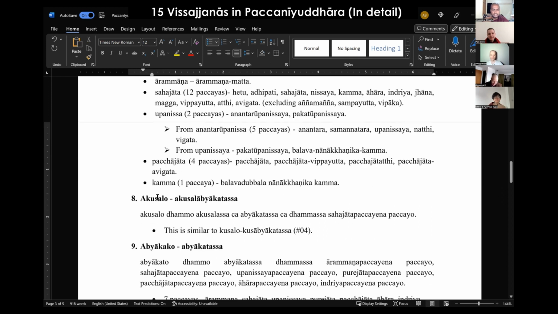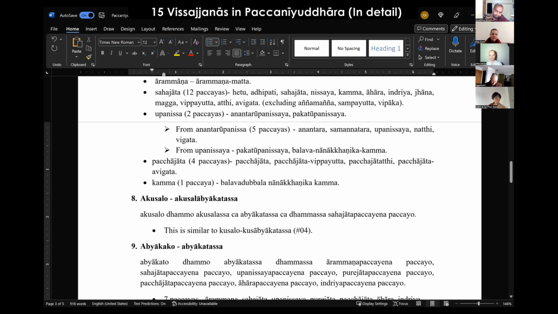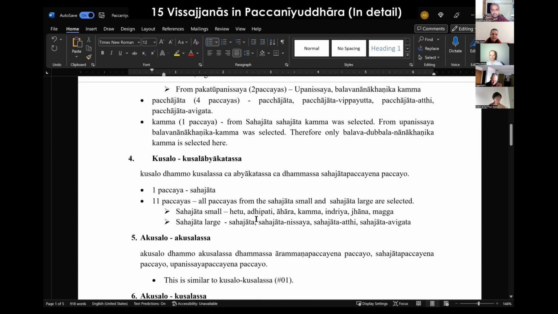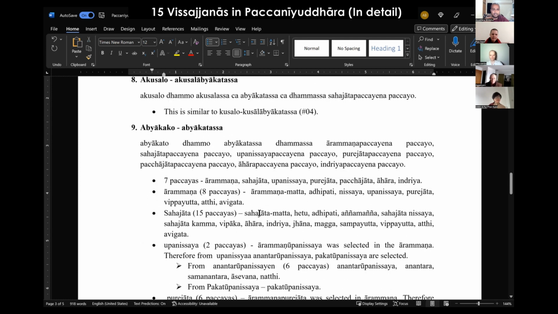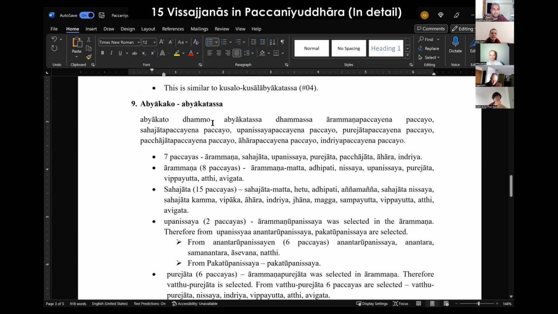And moving into the 8th combination, it is the Akusalo Akusalabhyakatassa. The Pali says, Akusalo Dhammo Akusalasya cha Abhyakatasya cha Dhammassa Sahajata Paccayena Paccayo. So this is similar to Kusalo Kusalabhyakatassa, right? It's similar to the 4th one, so it's not explained again. And then we move into the 9th one, that means the Abhyakato Abhyakatassa.